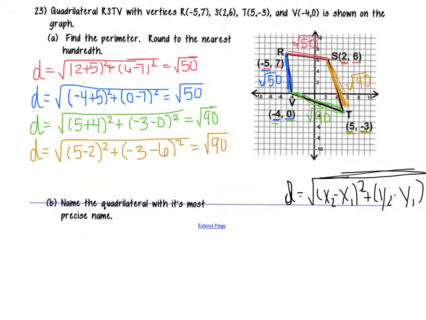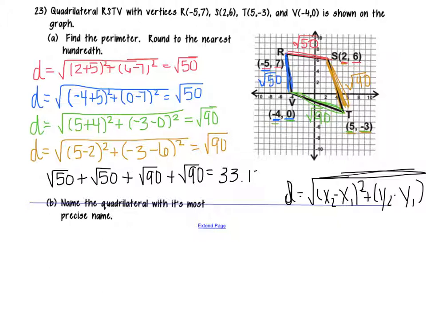All right, so that was a lot of work, but I did good there. So now I'm going to find the perimeter, and the perimeter is the sum of all sides. So I have the square root of 50 plus the square root of 50 plus the square root of 90 plus the square root of 90. So again, I'm going to type all of that in my calculator, and when I type that in, I get 33.11580158. But I've been asked to round to the nearest hundredth, so I've got 33.12 because that 5 after the 1 tells me to round up. So I'm going to box that.